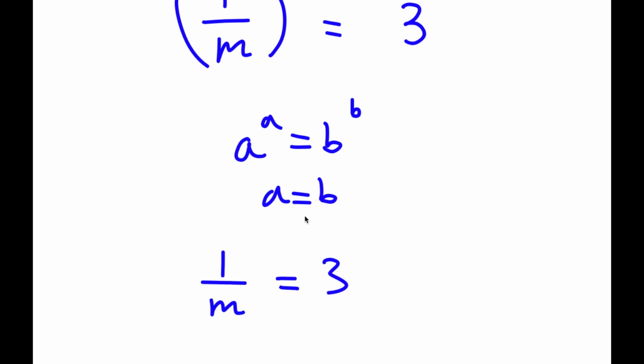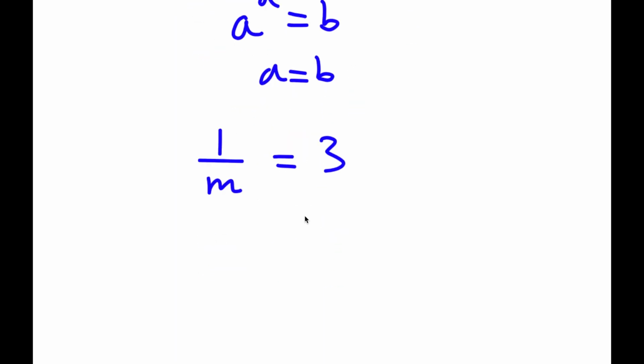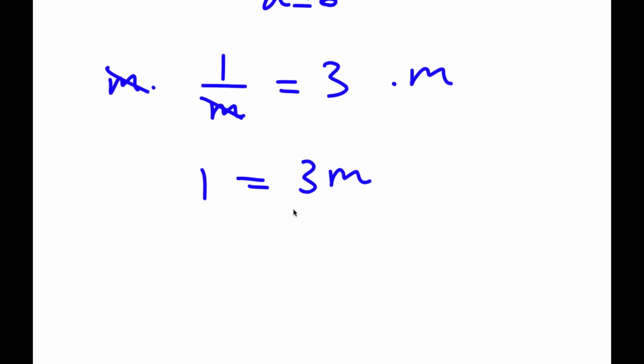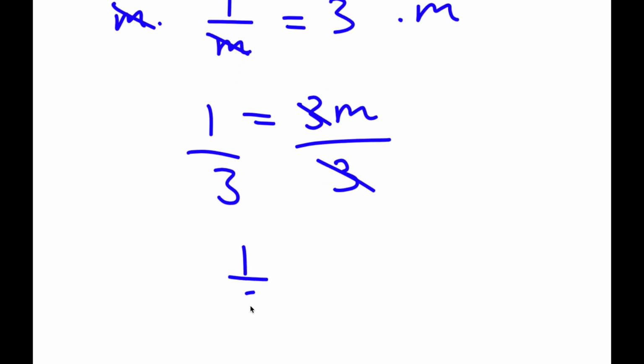So now to solve this, I'm simply going to multiply both sides by m. These two cancel out, and I'm left with 1 is equal to 3m. Now I'm going to go ahead and divide both sides by 3. So then these two cancel out, and I have 1 over 3 is equal to m.